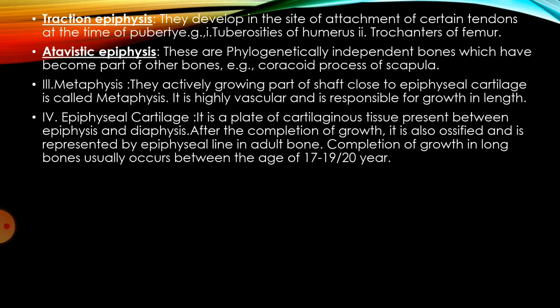Epiphyseal cartilage, it is a plate of cartilaginous tissue present between the epiphysis and diaphysis, means at the point of metaphysis. After the completion of growth, it is also ossified and is represented by the epiphyseal line in adult bone. Completion of growth in long bones usually occurs between the age of 17 to 19 or 20 years. So it depends on which long bone you have. The period of ossification of every long bone is different. And also it varies in male and female.